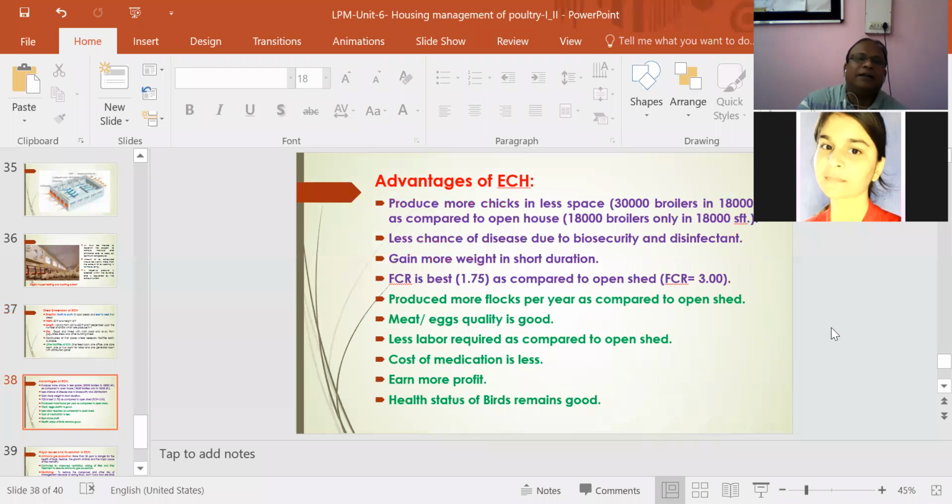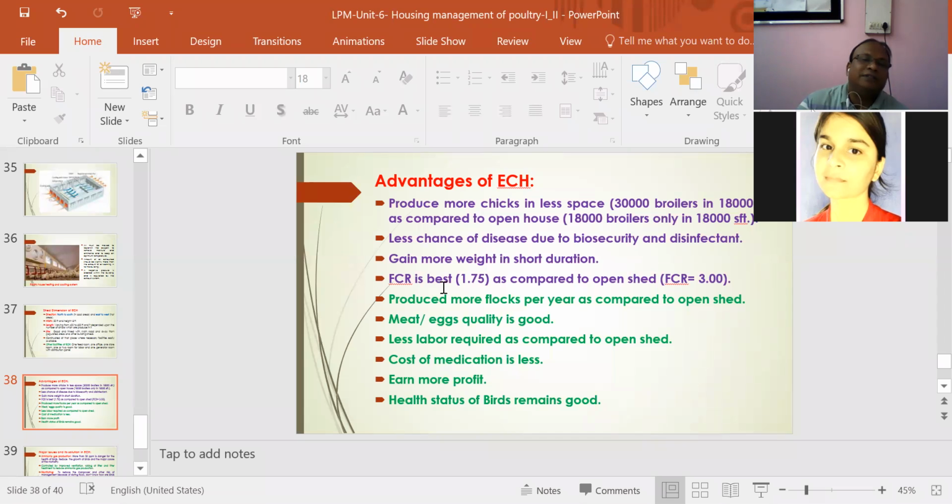Advantages of ECH. What are the advantages of ECH? An environmentally controlled poultry house produces more chicks in less space. That means in 18,000 square feet, we can rear 30,000 broiler birds. But in the open system, in 18,000 square feet, we can rear only 18,000 birds. Less chance of spread of disease, and gain more weight in short duration.